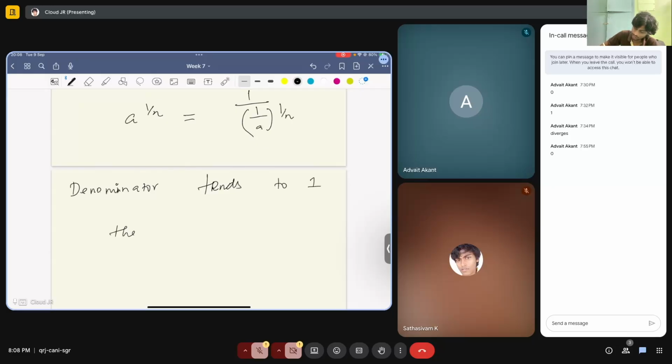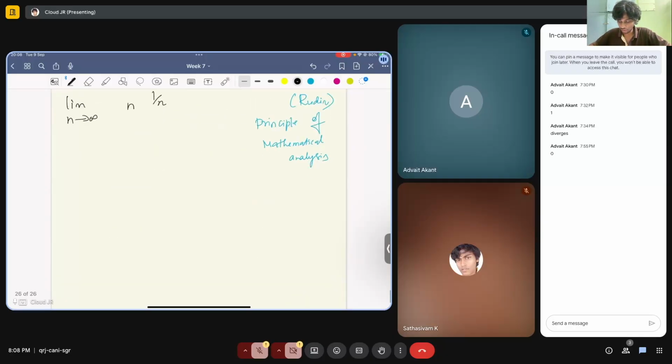Thus, the limit of A to the power 1 by n is nothing but 1 by the limit of (1 by A) to the power 1 by n, which is equal to 1 by 1, which is 1. So that's the simple way to do it.